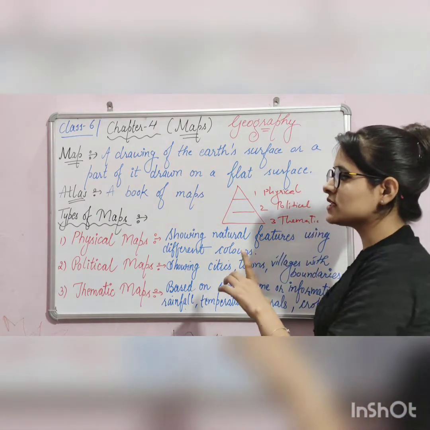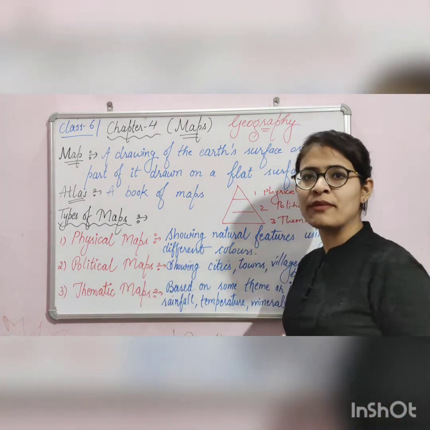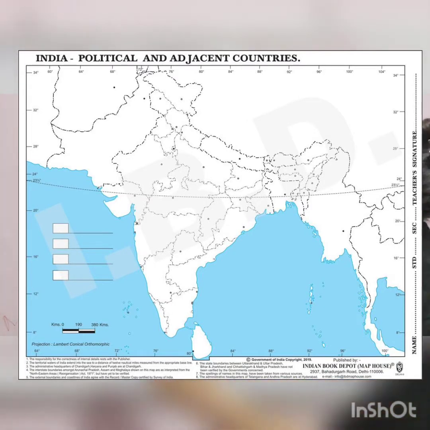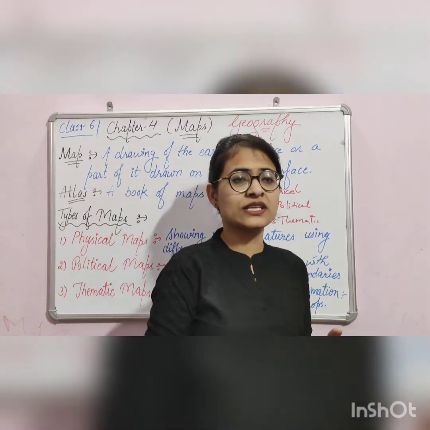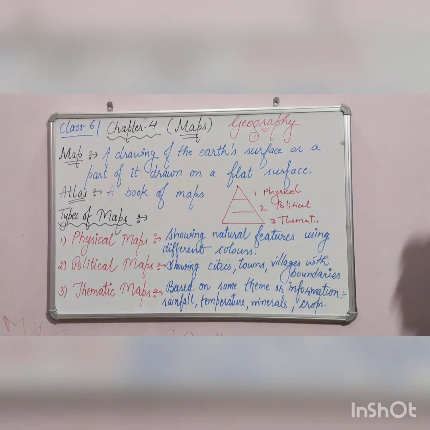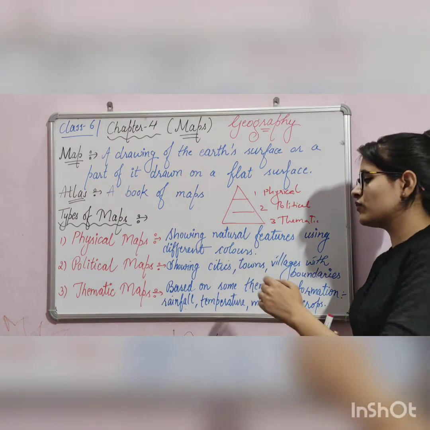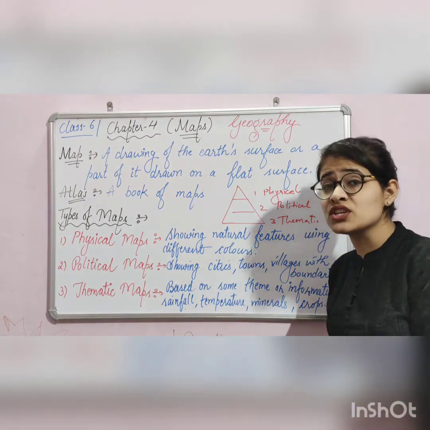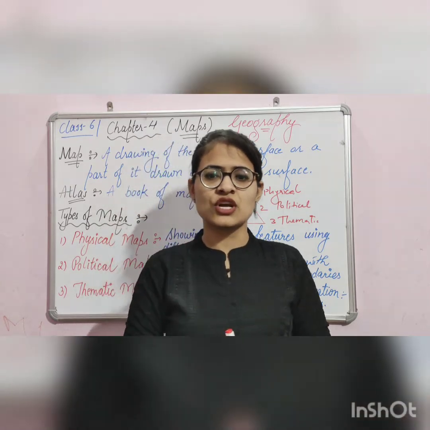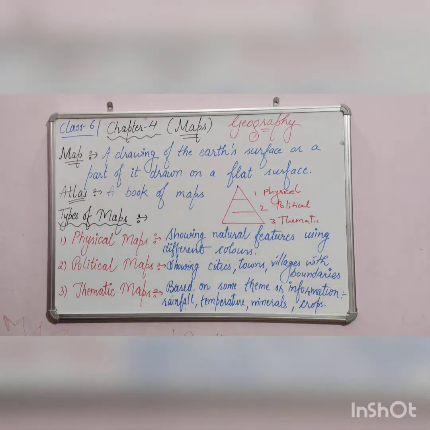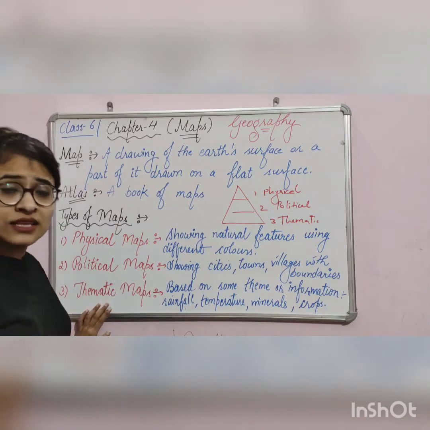Now next is political maps. Political maps are the maps which show the boundaries of that particular place. We can say that political maps are the maps which show cities, towns and villages, or the country or the states with their boundaries. So these are called political maps. Clear? Now next is thematic maps.